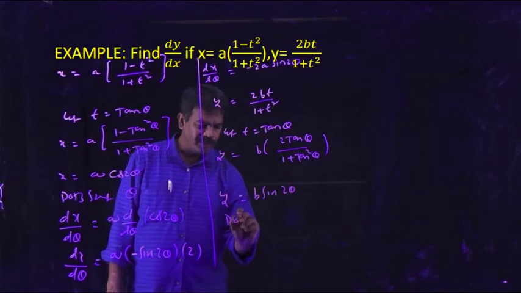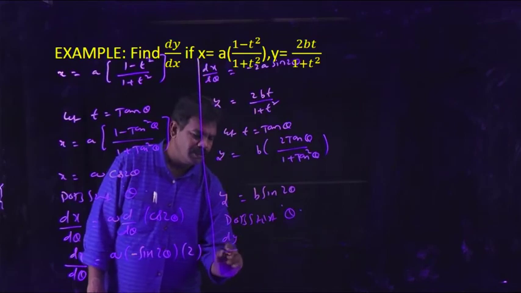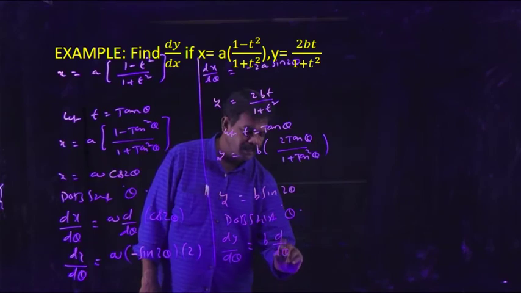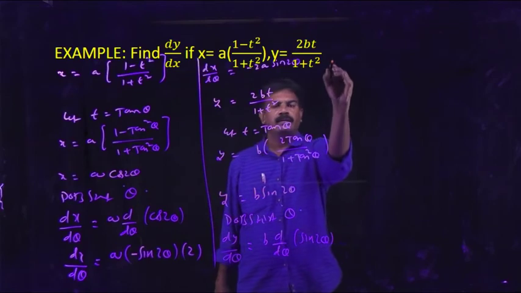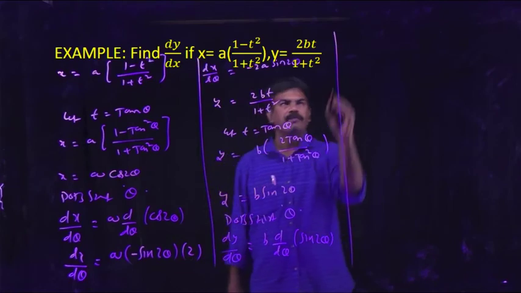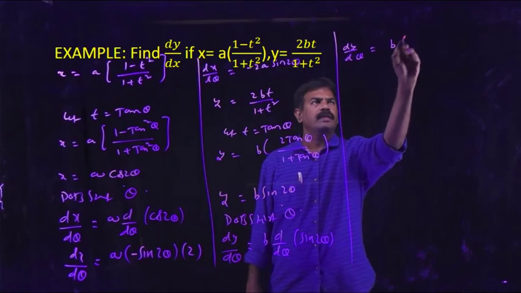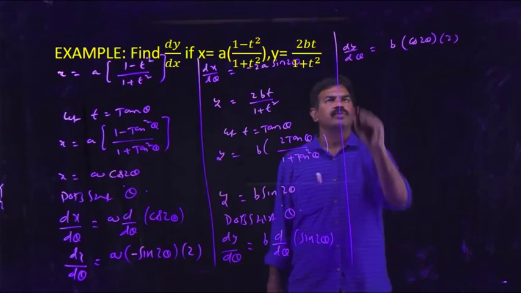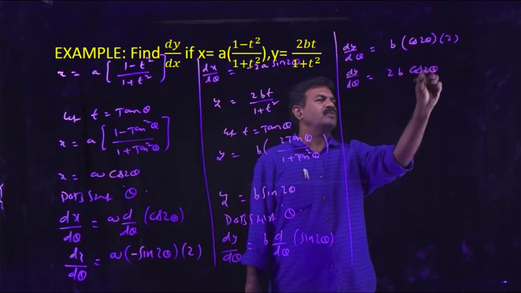Now differentiating on both sides with respect to theta, that is dy by d theta is equal to b into d by d theta of sin 2 theta. That is dy by d theta is equal to b into, the derivative of sin is cos 2 theta into the derivative of 2 theta, which is 2. So dy by d theta is equal to 2b cos 2 theta.